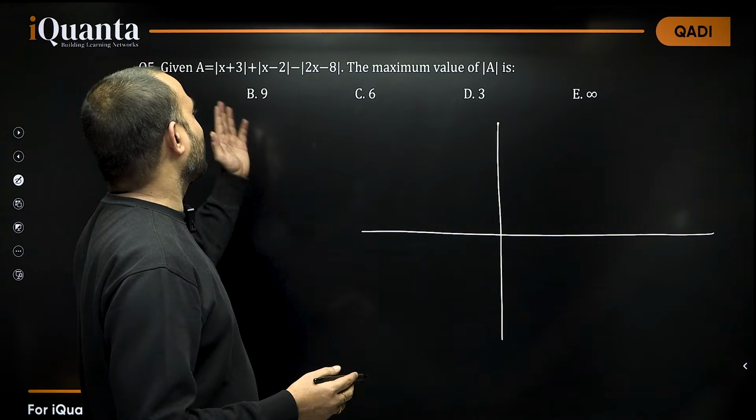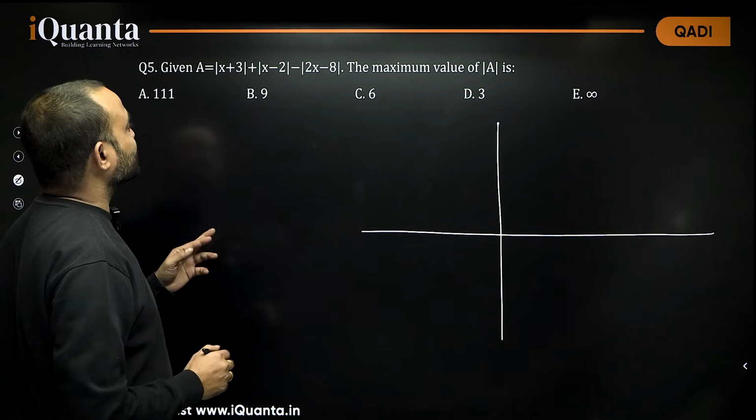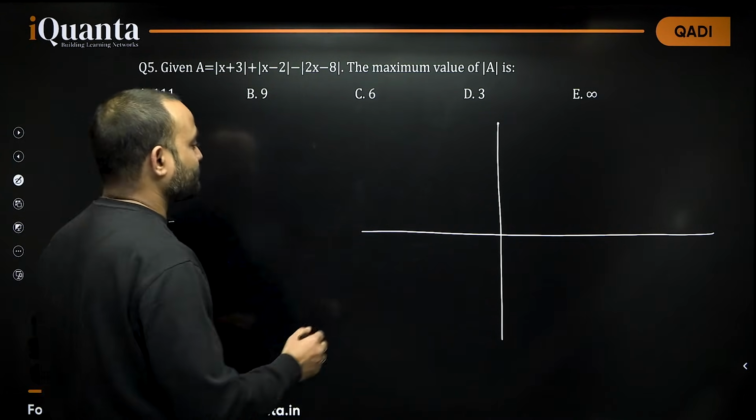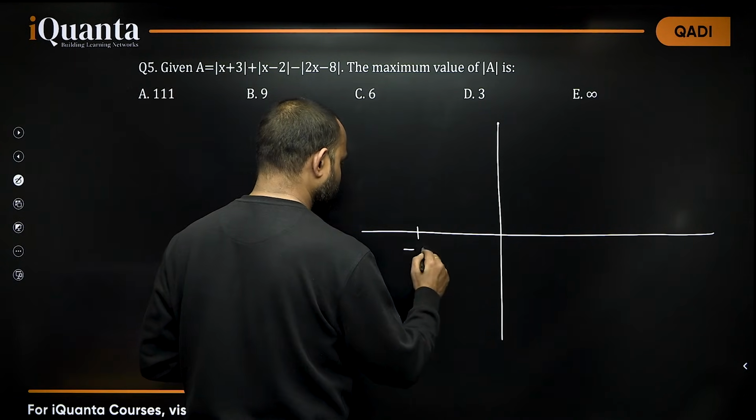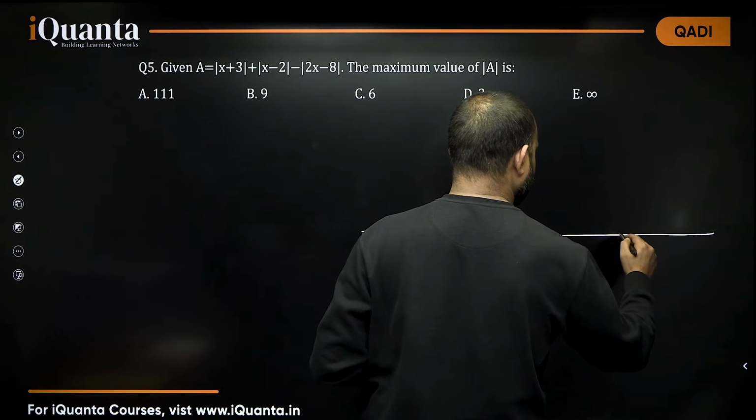Try to find the value of A at different critical points. What are the critical points? Here we have critical point at -3, then we have critical point at 2, and here the critical point is 4.